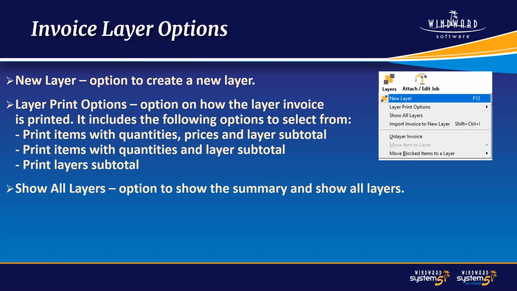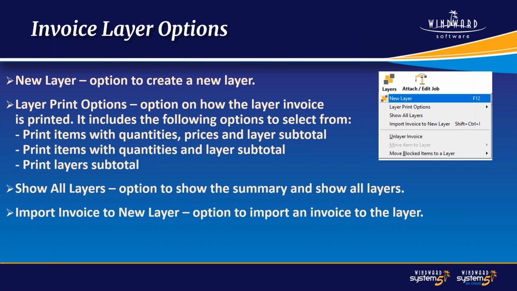The next option is show all layers. When you click this option, you will go back to the summary and you can see all of the layers. The next one is import invoice to new layer, which allows you to import an invoice to the layer. For example, if you have an invoice and you want it added to another invoice, which is a layer, then you can use this option to import that invoice.